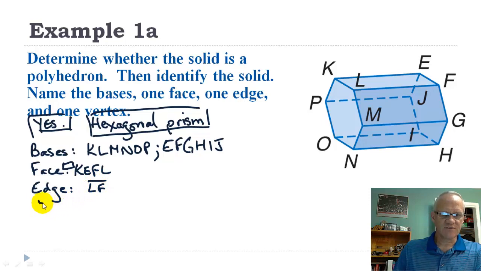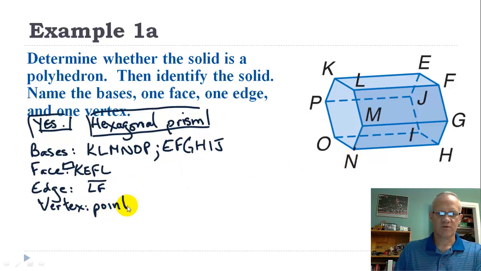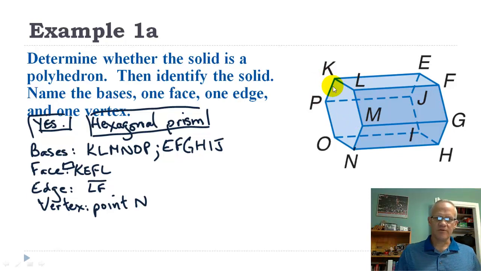All right, and then one vertex. So also one vertex. And so in this case, let's go totally different, and let's go over here to N. Okay, so point N right here, that would be a vertex. So point N. Also, there's point K and L and M, and every one of those is a vertex. Okay, so I didn't want to get into naming all of those. That's why I just wanted to give you an idea.